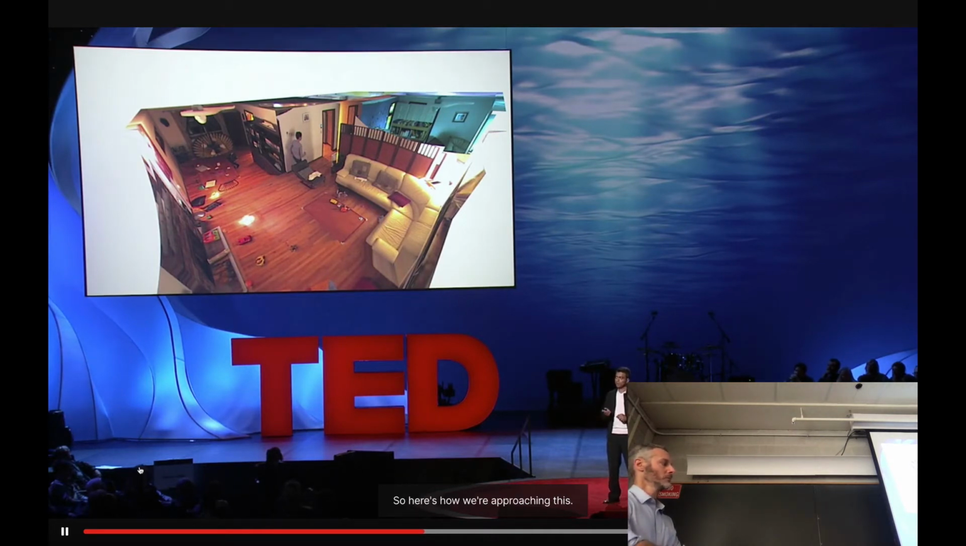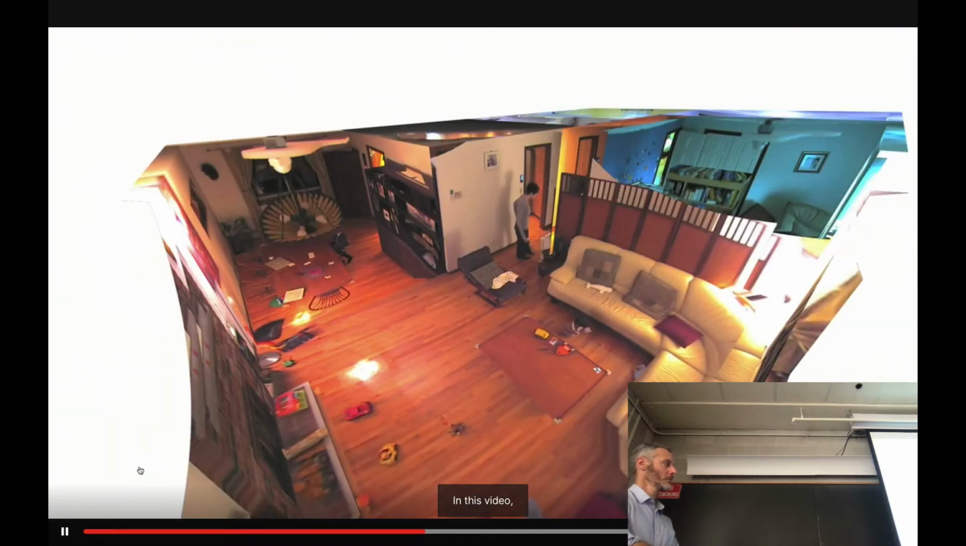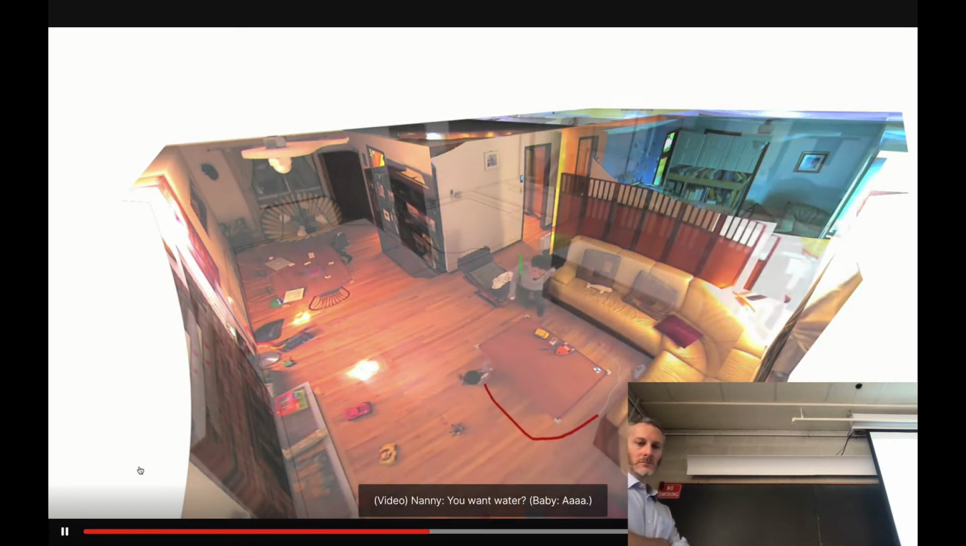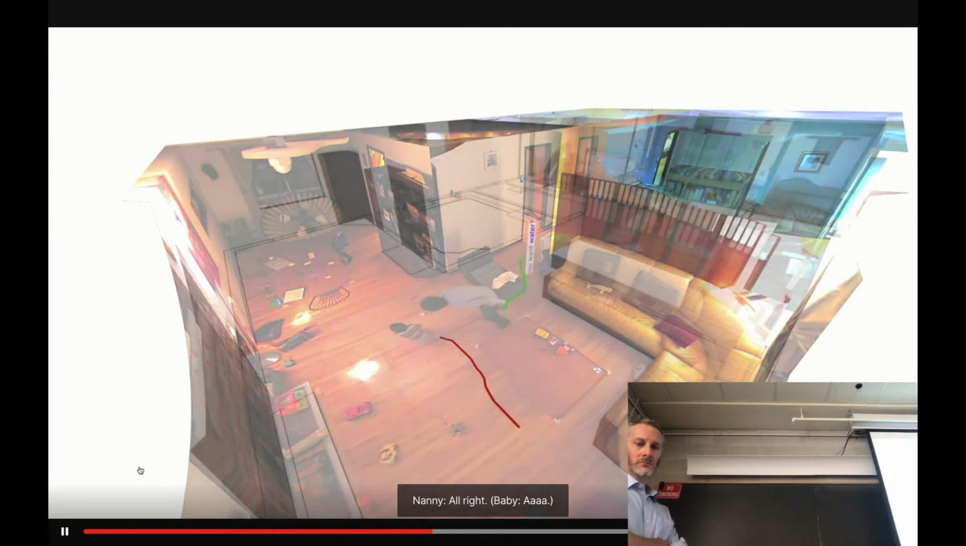So here's how we're approaching this. In this video, again, my son is being traced out. He's leaving red ink behind, and there's our nanny by the door. "You want water?" All right. She offers water, and off go the two worms over to the kitchen to get water. And what we've done is use the word water to tag that moment, that bit of activity.